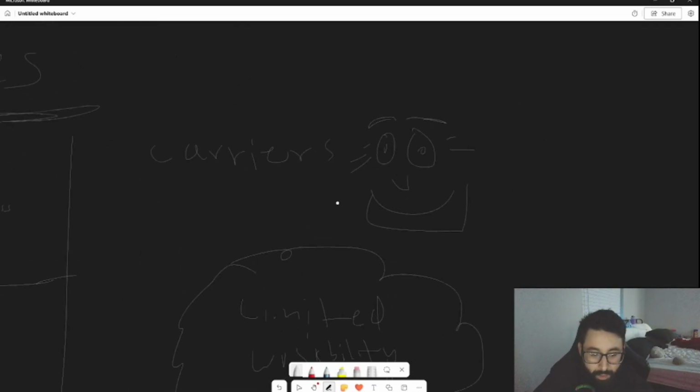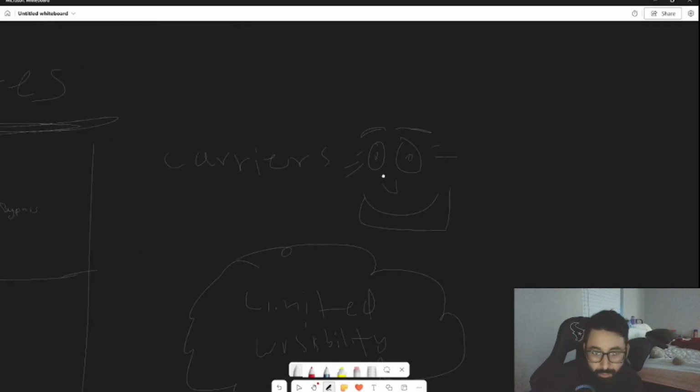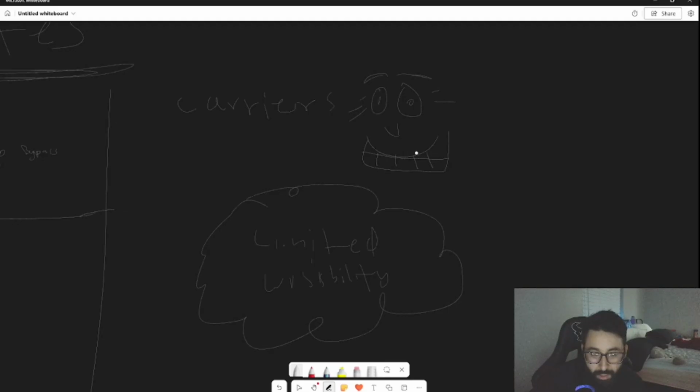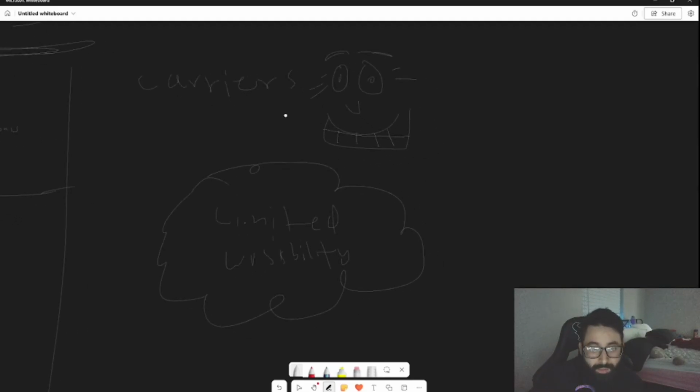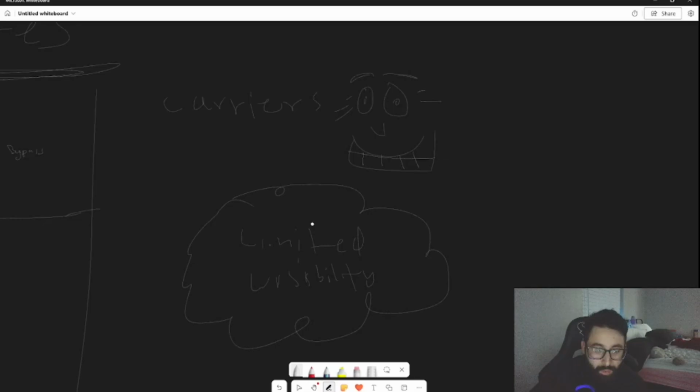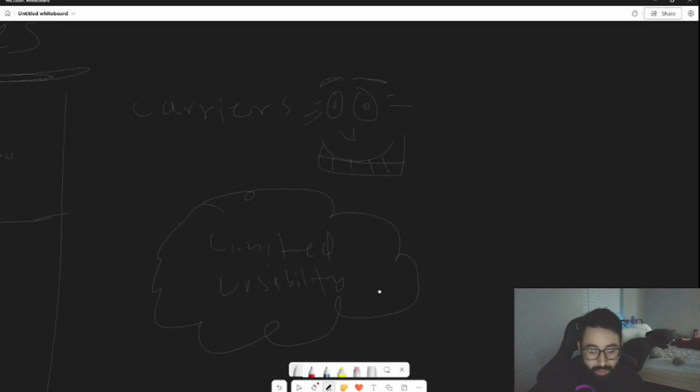Carriers can't really see that, and I drew a couple of eyes. Actually, let me go ahead and draw a smile here. They can't really see that, and the reason is that they have limited visibility. They don't have all these phones, similar to how Unity is going to distribute these phones and all these licenses that do testing. That's the reason why they cannot see it.